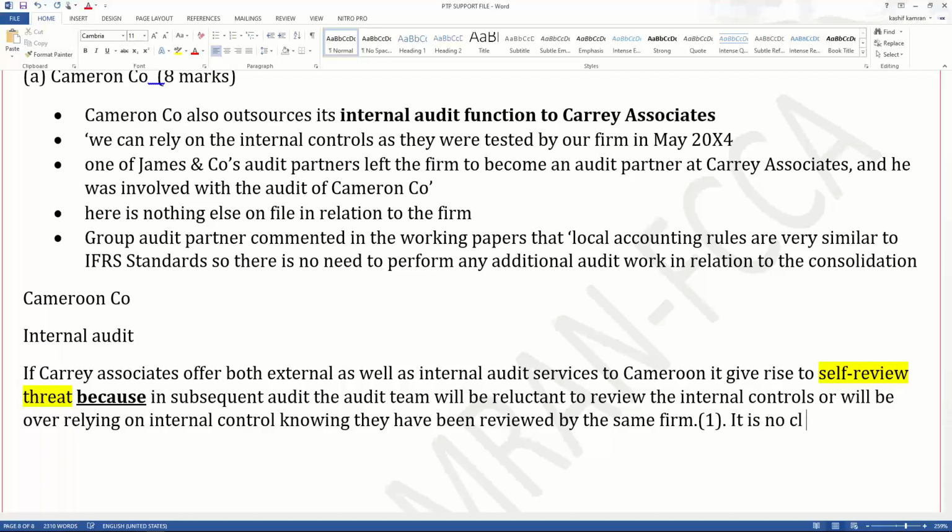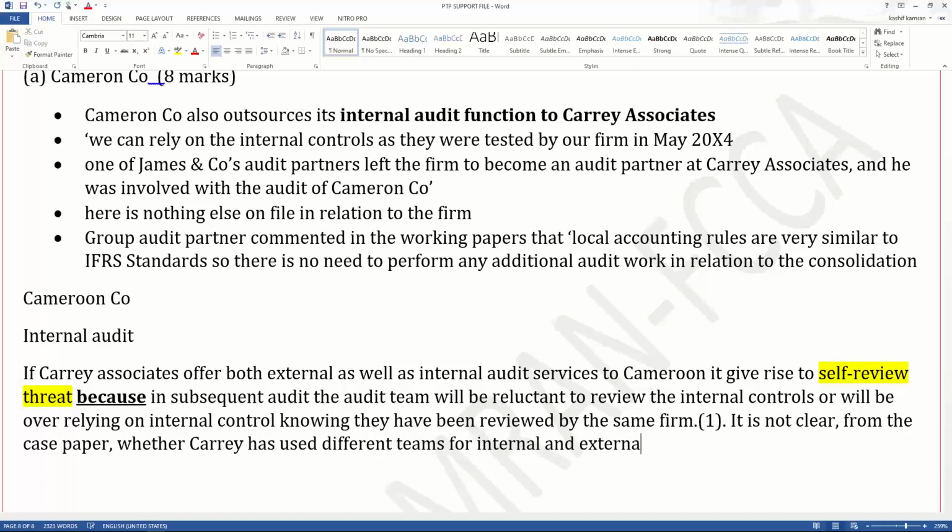It is not clear because the question is silent. So you're telling the examiner it is not clear from the case paper whether Kerry has used different teams for internal and external audit engagement. The report has already been issued, right? And the question is not telling us anything about whether different teams have been used as a safeguard of a self-review threat or not. So you are saying it is not clear from the case paper whether Kerry has used different teams for internal and external audit to mitigate the self-review threat.